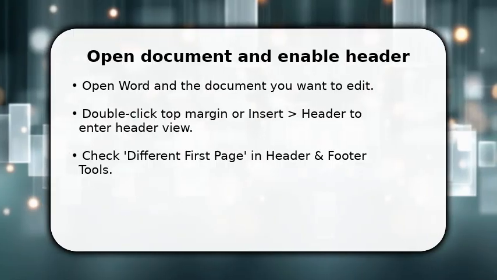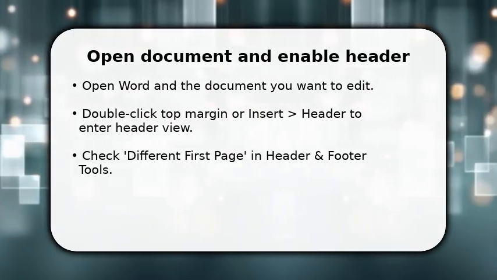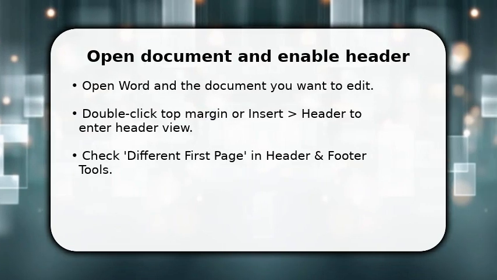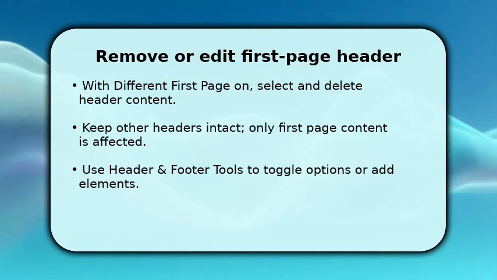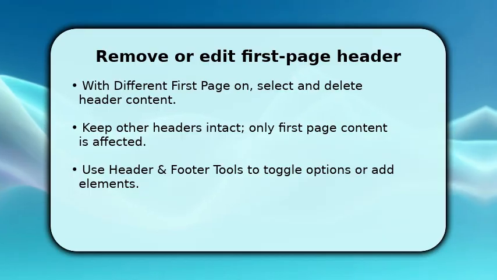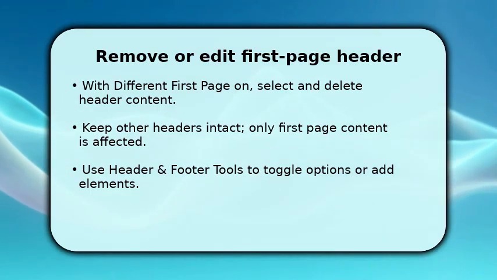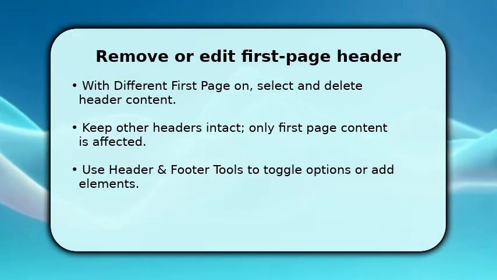Make sure the first page now shows a separate header section before making deletions, since that prevents changes from affecting other pages. Once Different First Page is active, place your cursor in the first page header and select the content you want removed, text, images, or page numbers, and delete them. You do this because the option isolates page 1 so deletions won't cascade to subsequent headers.